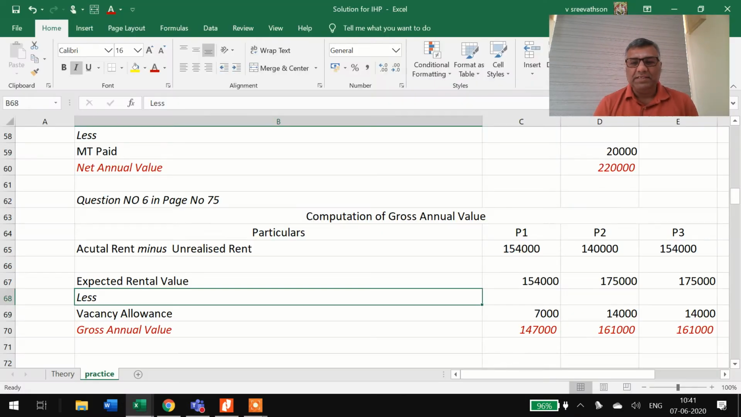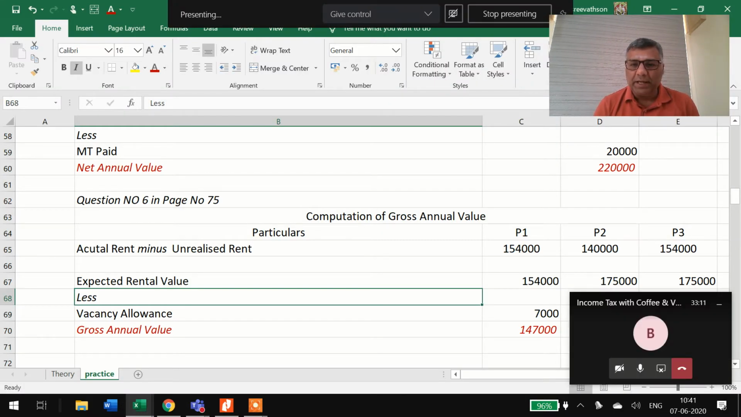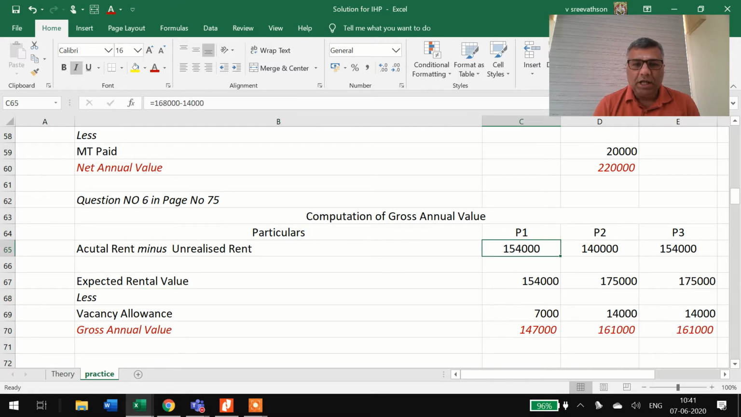So, friends, that's the answer I am also getting. The actual rent minus unrealized rent comes to 154, 140, and 154. Okay, and these are my ERV and these are my vacancy allowances where I hit at this answer. Any doubts, ask me.